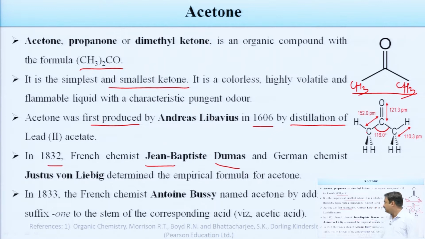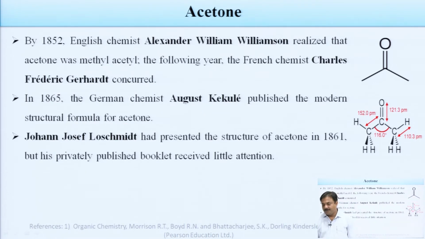In 1833, the French chemist Antoine Bussy named acetone by adding the suffix "one" to the stem of the corresponding acid, for example, acetic acid. So, the French chemist Bussy was responsible for naming acetone as acetone. Now, in 1852, the English chemist Alexander Williamson realized that acetone was methyl acetyl. The following year, the French chemist Charles Frédéric Gerhardt concurred.